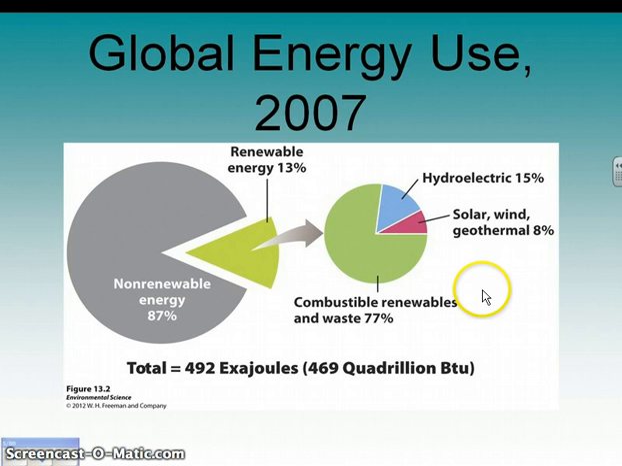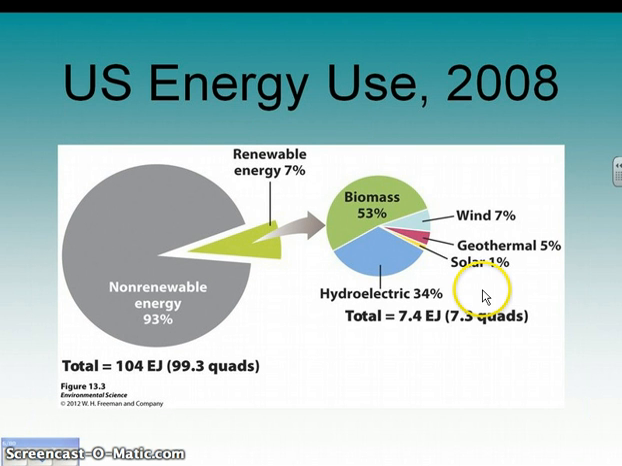Compare this graph now to the graph showing U.S. energy use in 2008. In the U.S., 93% of our energy use came from non-renewable energy sources. That's up 6% from the global average. So our renewable energy only accounted for 7%. If we break that down, we can see that a little over half of that renewable energy is biomass. About a third of that is hydroelectric, with also a little bit of solar, geothermal, and wind as well.